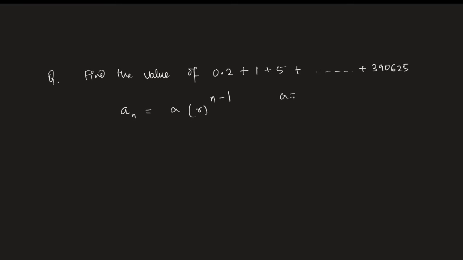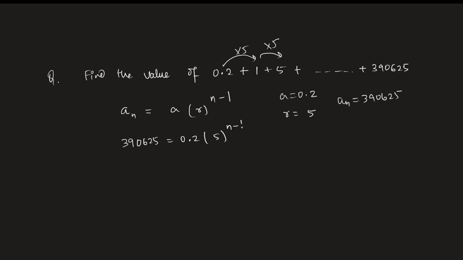In this, what is a? 0.2. What is the common ratio? 5, multiplied by 5, multiplied by 5. What is an over here? My last term in this sequence is 390625. So I will substitute these values over here. Now this would be 390625 equals 0.2 times 5 to the power n minus 1.